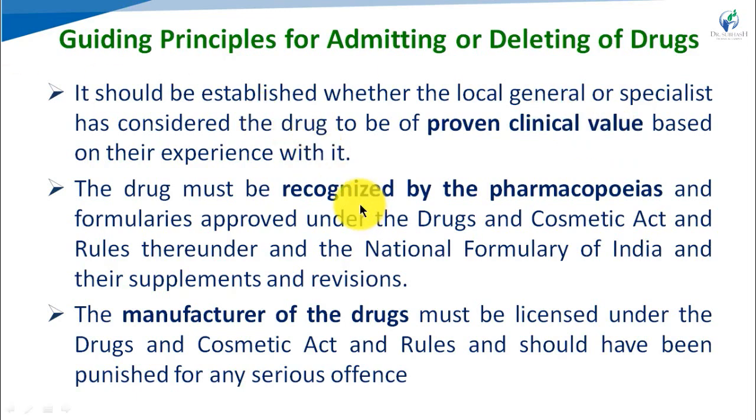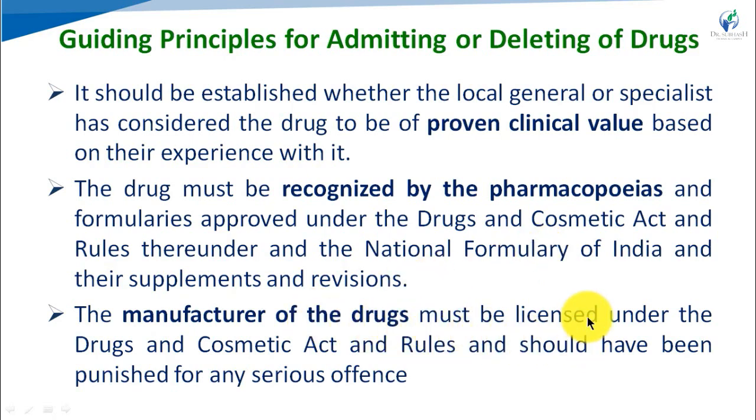The drug must be recognized by the pharmacopoeia. देखिए यहाँ pharmacopoeia recognized होना चाहिए, and formulary is approved under the D&C Act and rules thereunder, and the N.F.I. and their supplements and revisions. मतलब यहाँ पे again the drugs should be listed over here, and drugs should, we can say, be approved by the pharmacopoeia. It should be included. Then the manufacturer of the drug must be licensed.